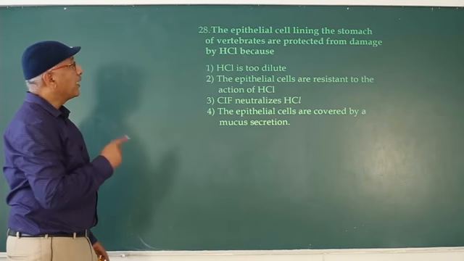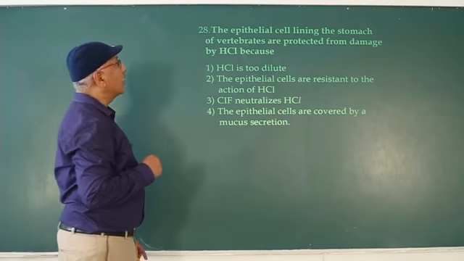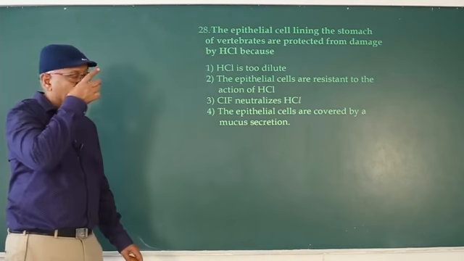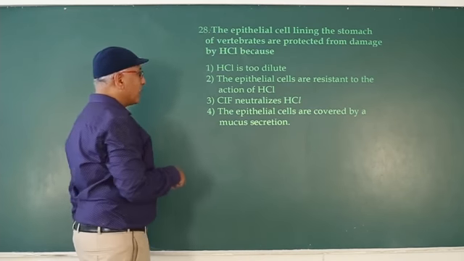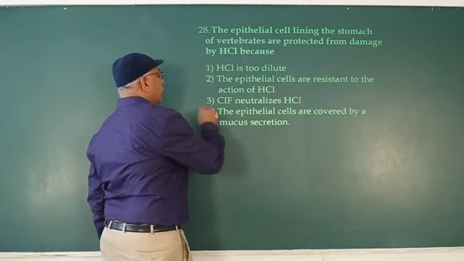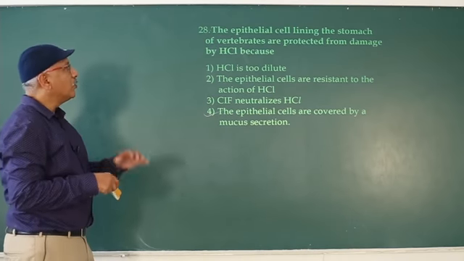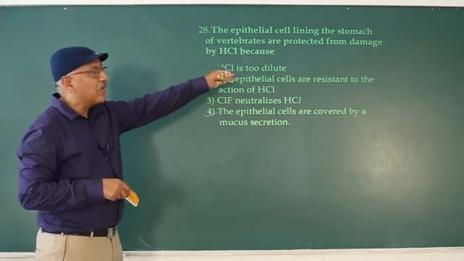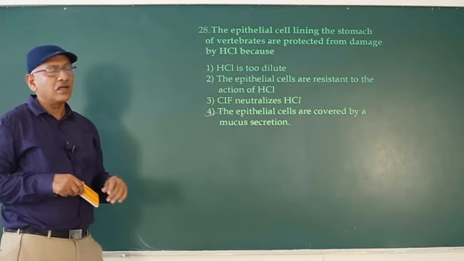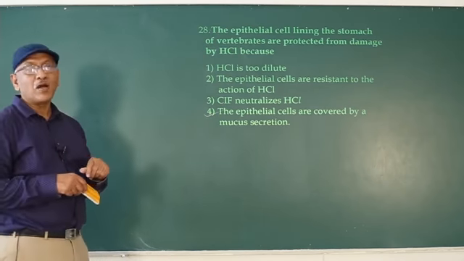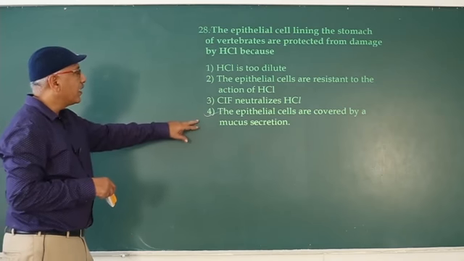Once again, the epithelial cells lining the stomach of vertebrates are protected from damage by HCl because the epithelial cells are covered by mucus secretion. The mucosa release mucus and this mucus protects against the damage caused by HCl. So what happens if mucus is not present? Ulcers are formed. So the answer for 28 is the fourth option.